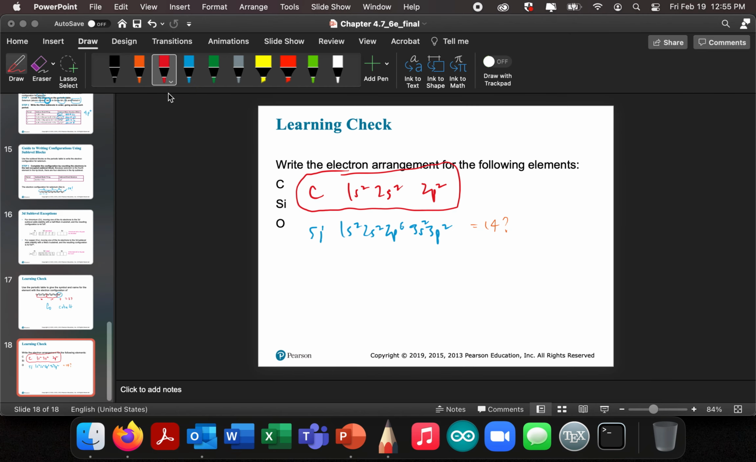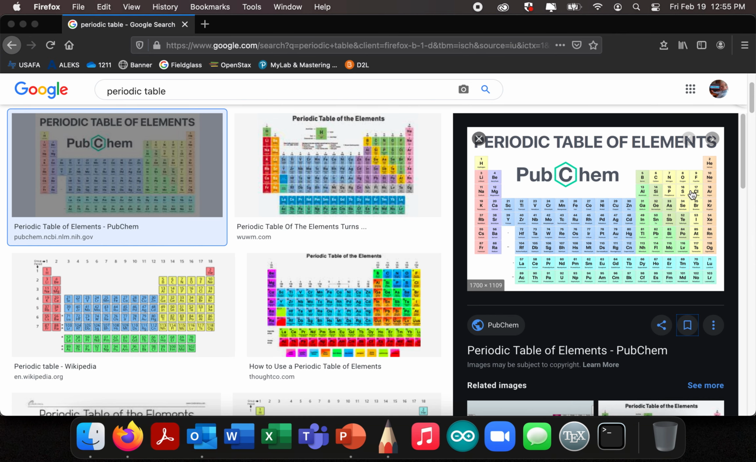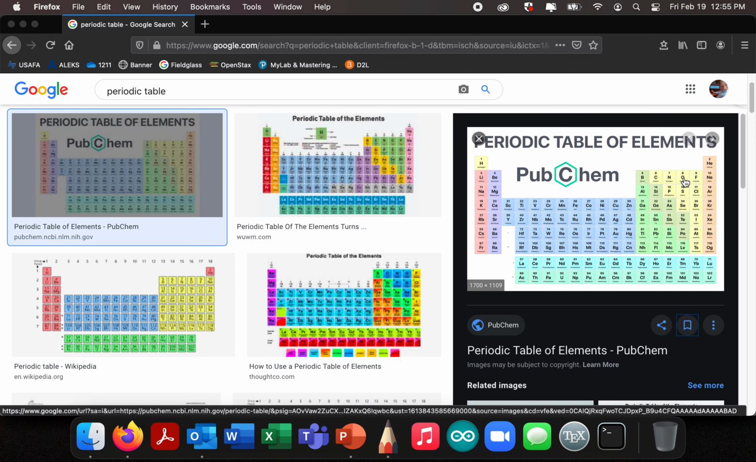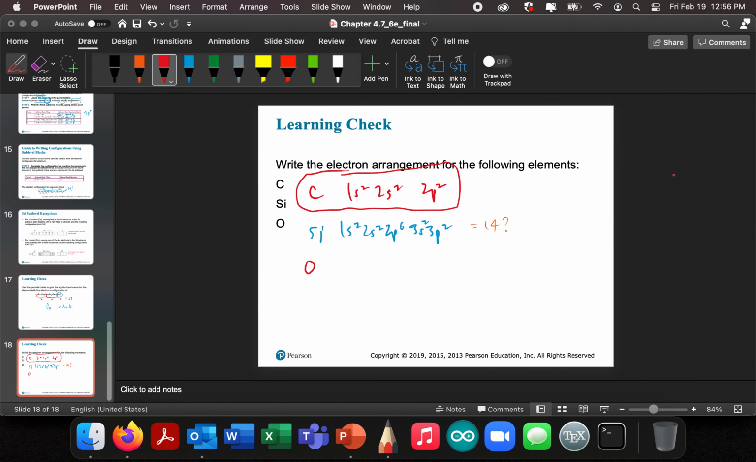So let's go now to oxygen. Oxygen is right here. It's the fourth column in the P block, right? 1, 2, 3, 4. It's in the second period, so it's going to end up with 2p4. And the beginning is going to look just like we had up there. 1s2, 2s2, right?